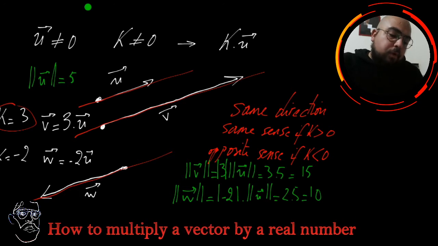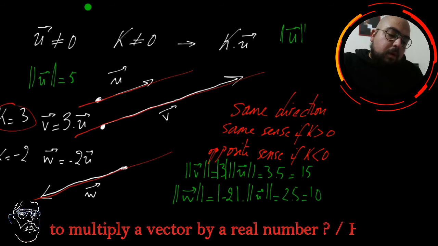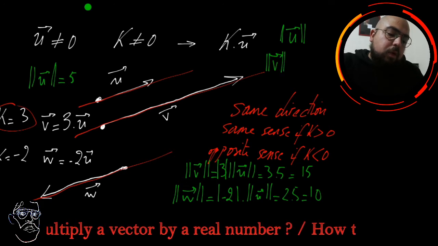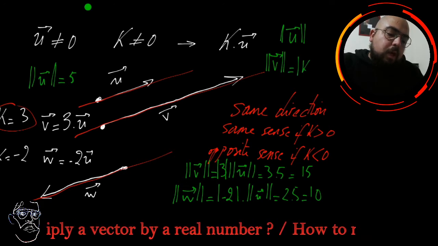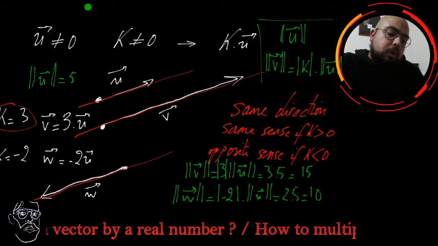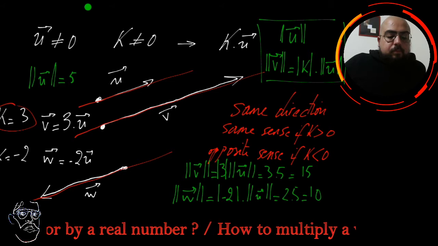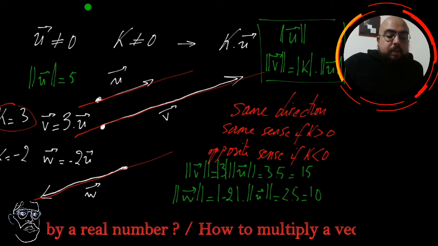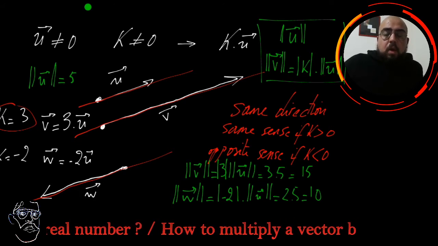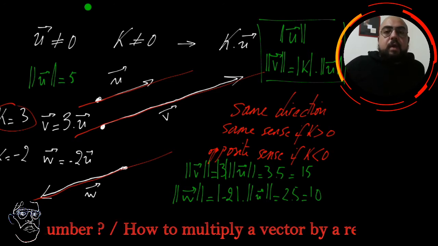So in the general form, if u has a certain magnitude, the new vector in question, let's say v, will have a magnitude equal to the absolute value of k times the magnitude of u. This is what is actually important. In order to find the new vectors, you simply have to keep in mind that the direction will remain the same. The sense will be the same if k is positive. The sense will be the opposite if k is negative.